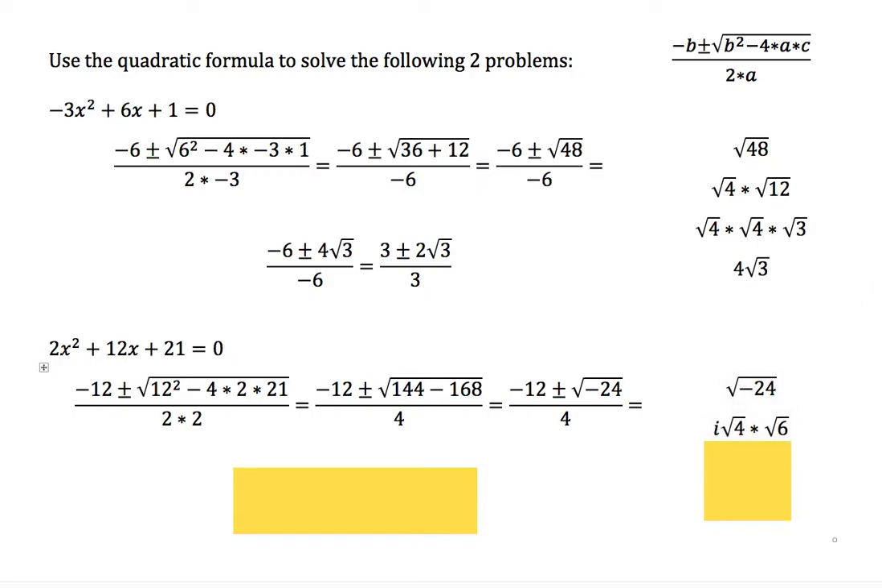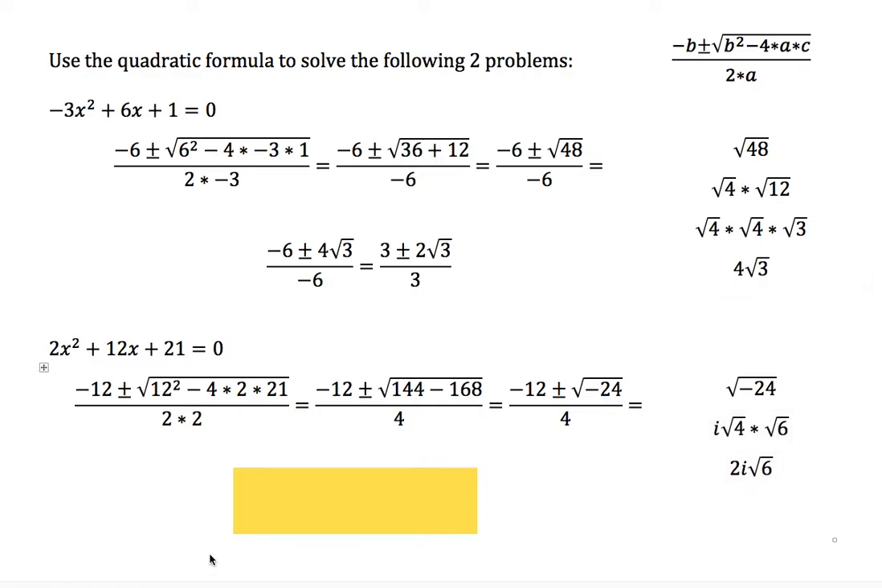Remember, your i value is just equal to the square root of negative 1. So anytime you have a negative number under the radical, you can pull out that negative sign by just putting the i in front of your radical. Okay, and then the factors of 24 are 4 and 6, and the square root of 4 is 2. So this simplifies further to 2i times root 6.